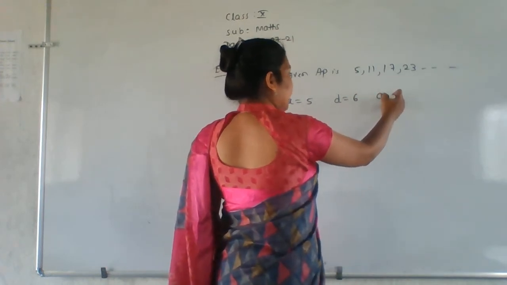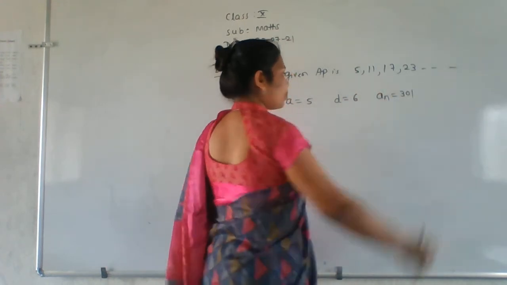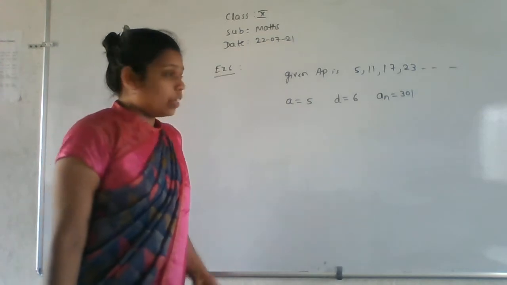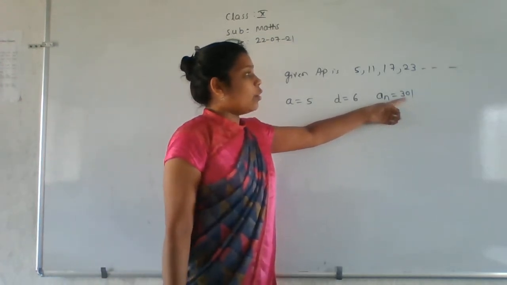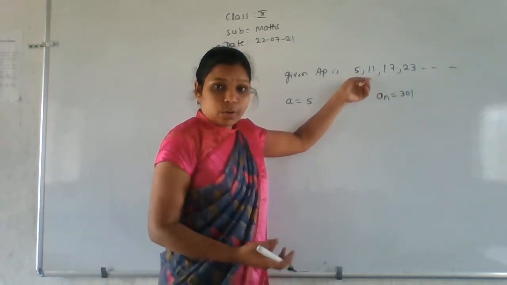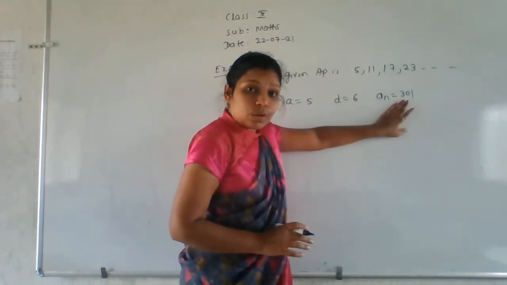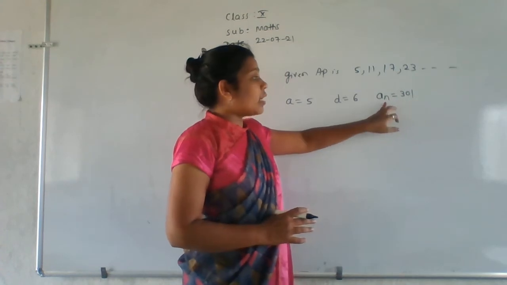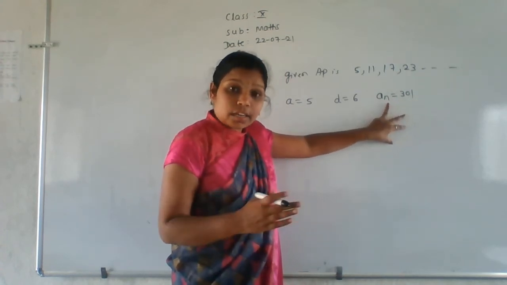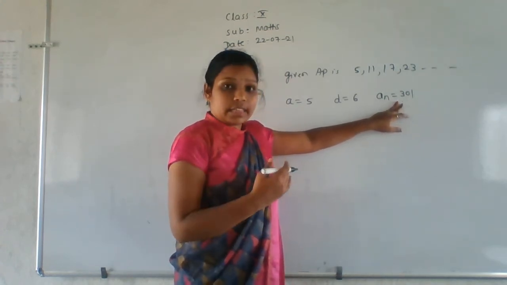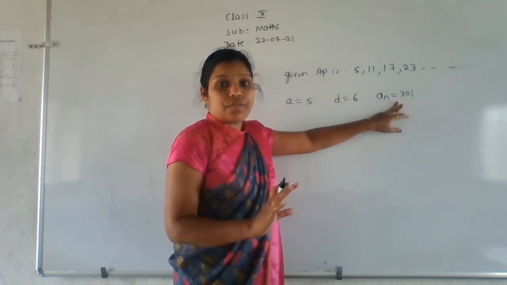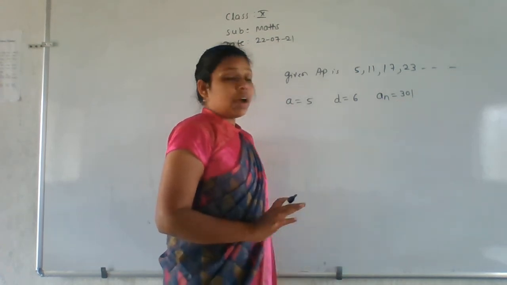And we are given an, which is 301. We don't know whether 301 is a term of this AP or not; that is what we are checking. For that reason, consider an is equal to 301. If you get n as a natural number, then it is a term of this AP. Otherwise, it is not a term of the AP.